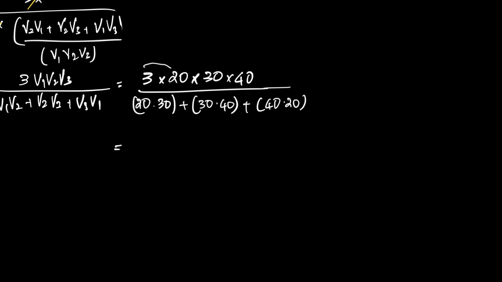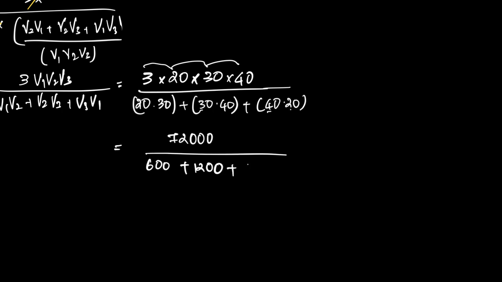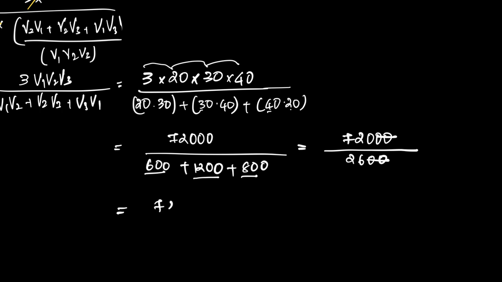So this would be 3 times 12 is 36, 18, 18 fours are 72, right? So we have 72,000 the whole upon 3 into 2 is 6, 600 plus 4 threes are 12, 1200 plus 4 twos are 8, 800. So this will further be equal to 72,000 divided by 600 plus 1200 is 1800 plus 800 is 2600. So these two zeros will cancel off, and what we will be left with is 720 upon 26, which if we divide both numerator and denominator by 2, we get 360 upon 13.